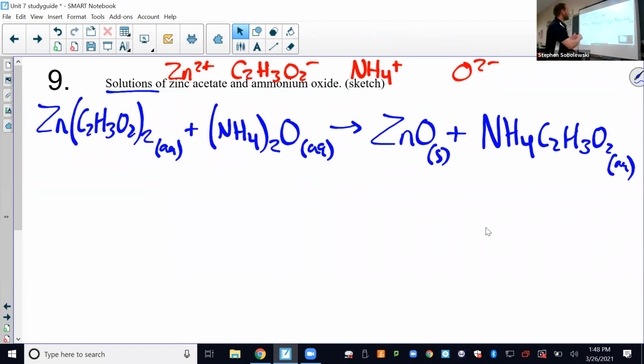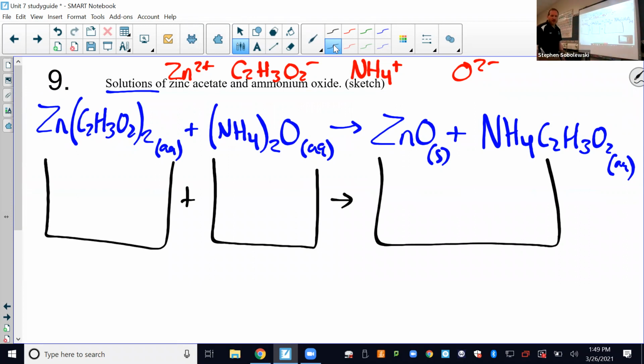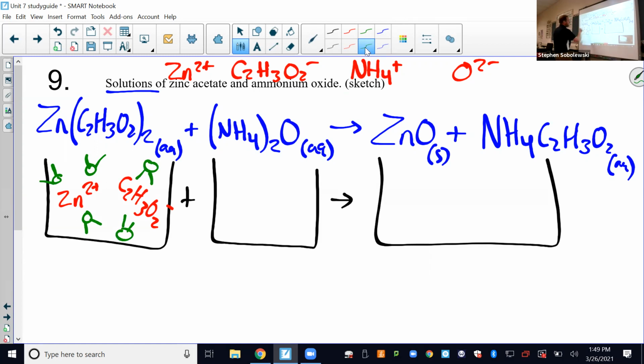All right, so for sketching this, we're going to have beaker number 1 plus beaker number 2 yields beaker number 3. Our aqueous terms get split up into ions and interact with water. Our solid terms settle to the bottom and stay together. All right, we have zinc acetate. So I'm going to have a zinc ion, Zn2+. I'm going to have an acetate ion, C2H3O2-. I'm going to have waters that point with the oxygen facing the positive ion and the 2 hydrogens facing the negative ion. The 2 hydrogens are positively charged and the oxygen is negatively charged.